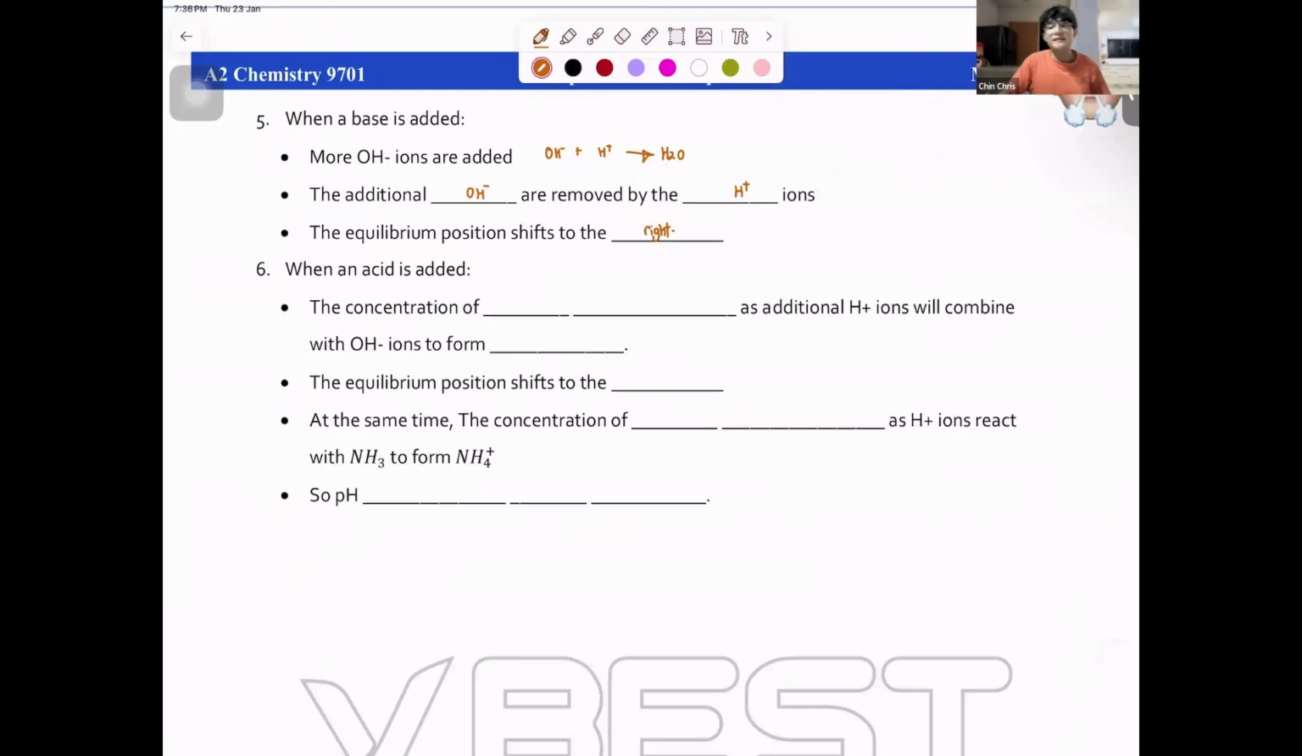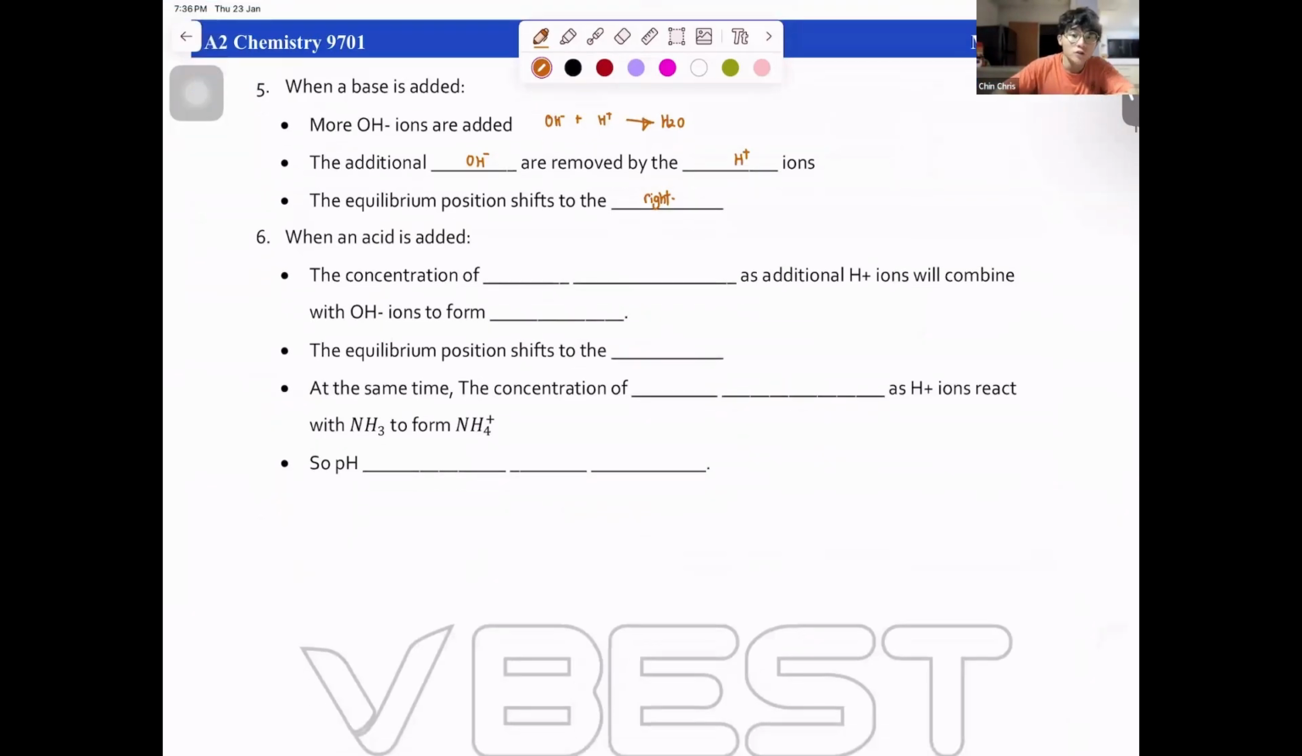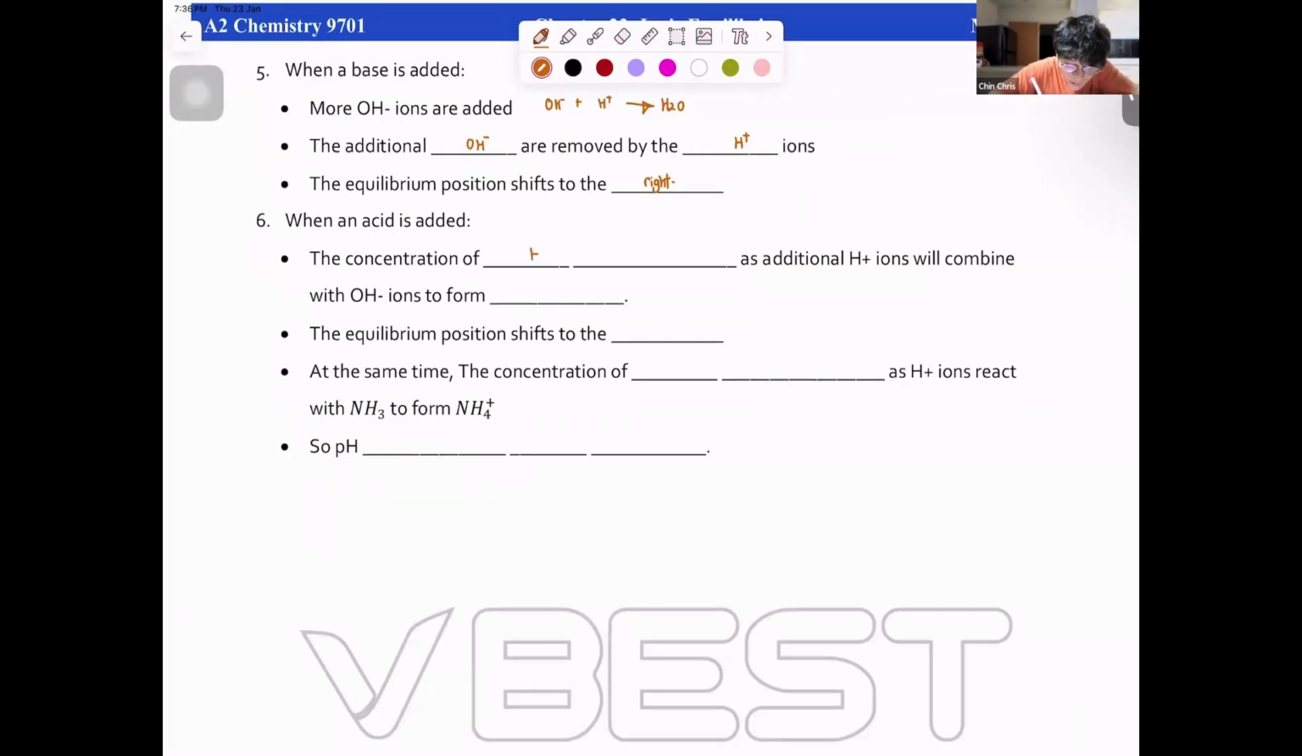All right, guys, next, when acid is added, then how? So the concentration of H plus increases. Okay, as additional H plus will combine with OH minus to form H2O.